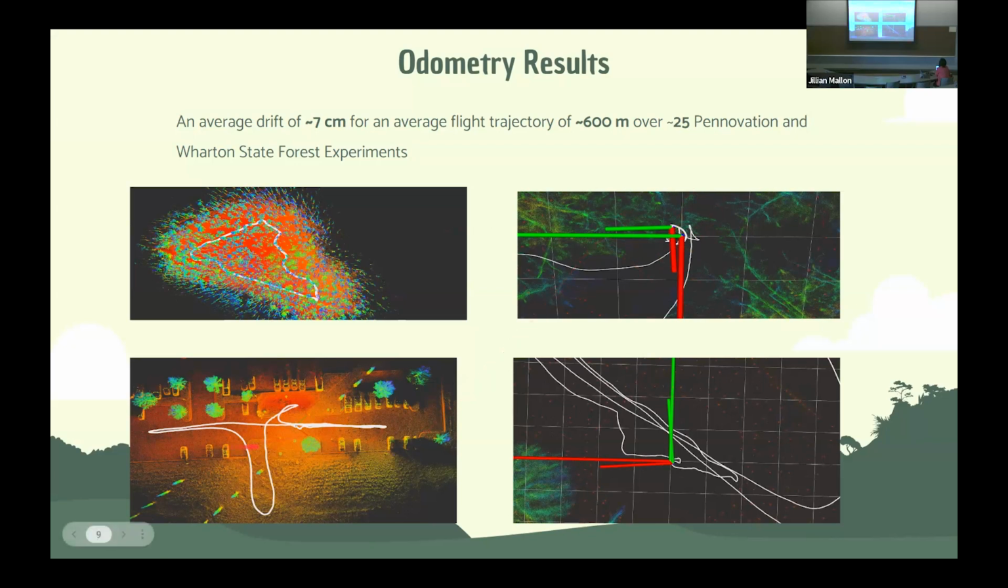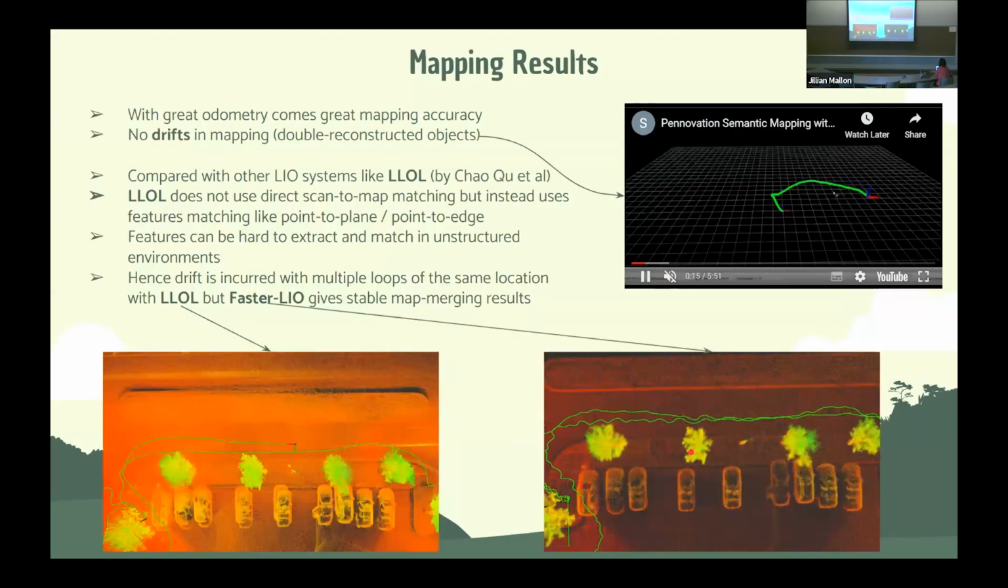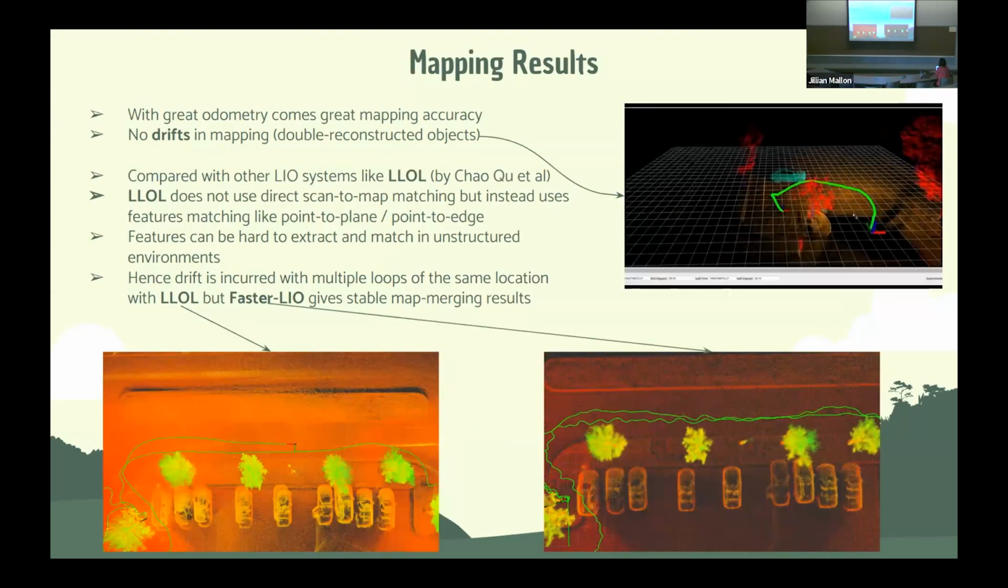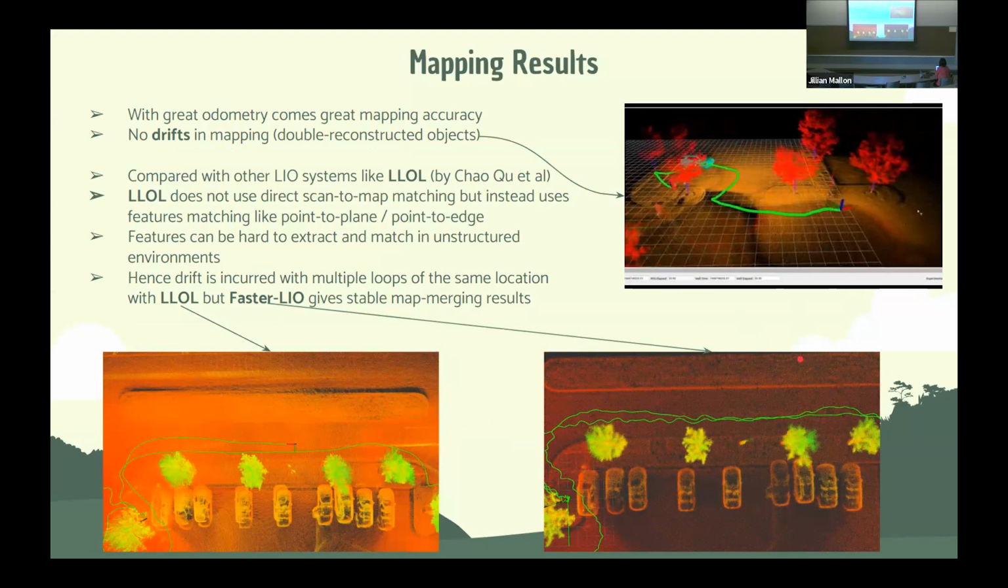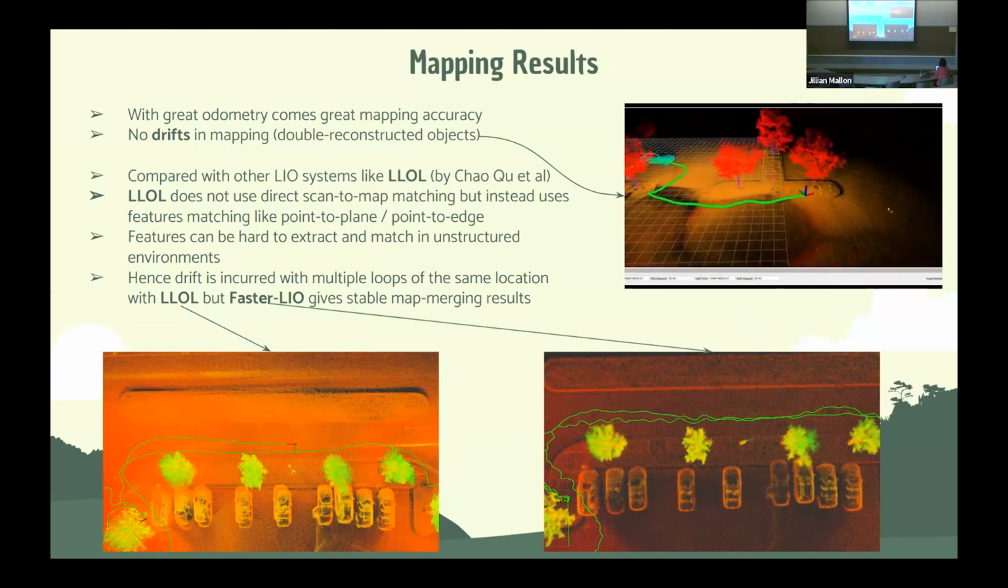Similar experiments done at Pennovation, approximate trajectory of 350 meters, and the drift here is even more negligible. So with superior odometry results come superior mapping performance. And basically the mapping results that you can see here in the video are like the LiDAR point clouds are being stitched together perfectly. And that proves the stability of the odometry system.